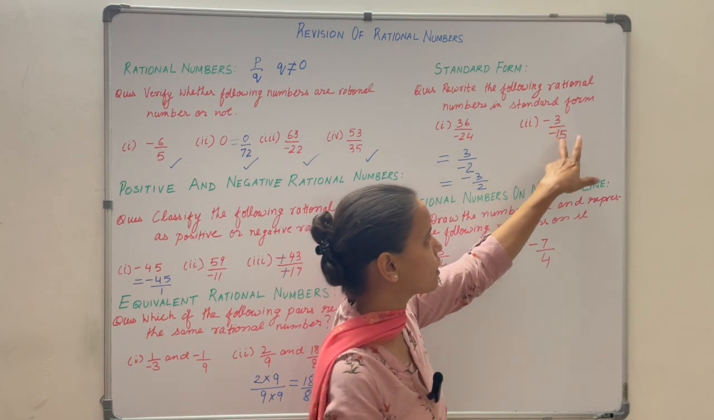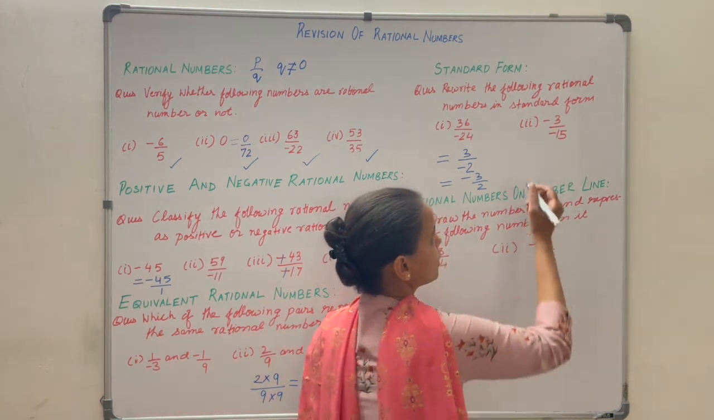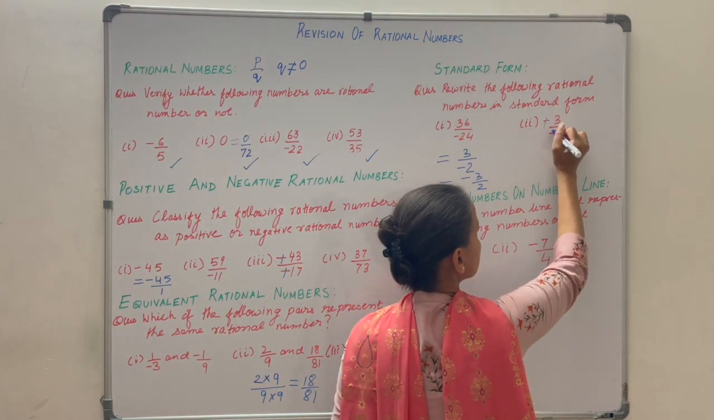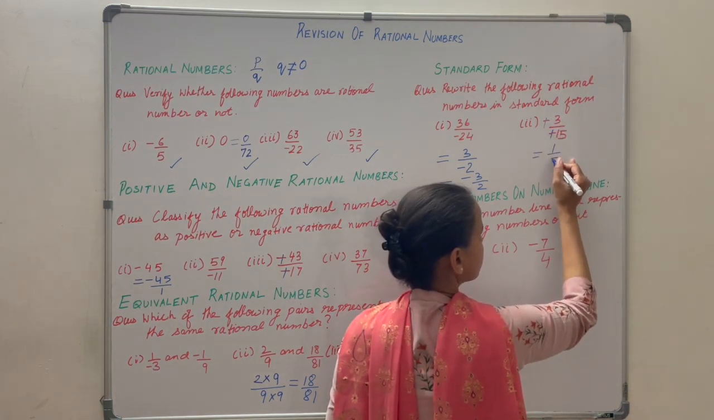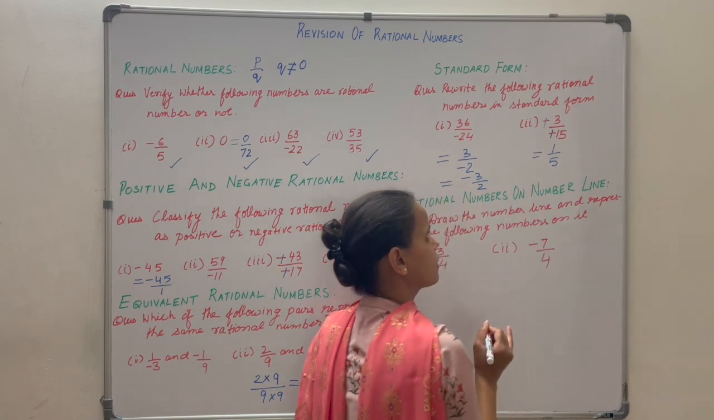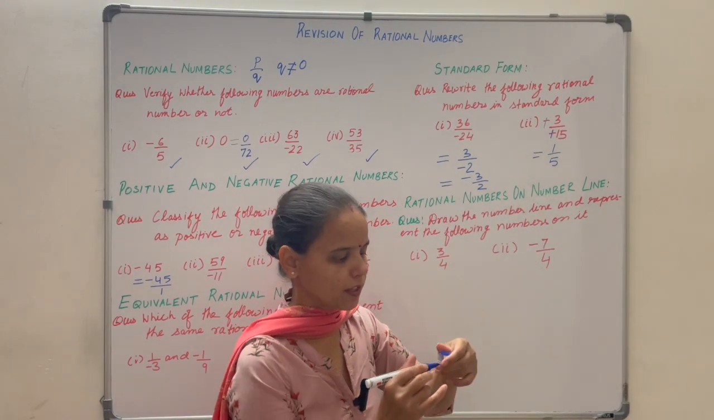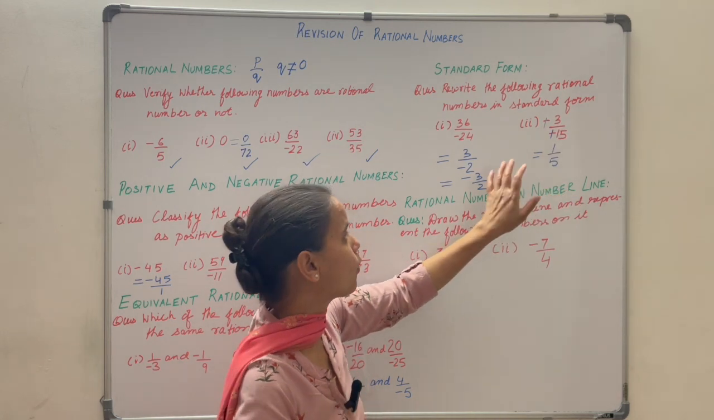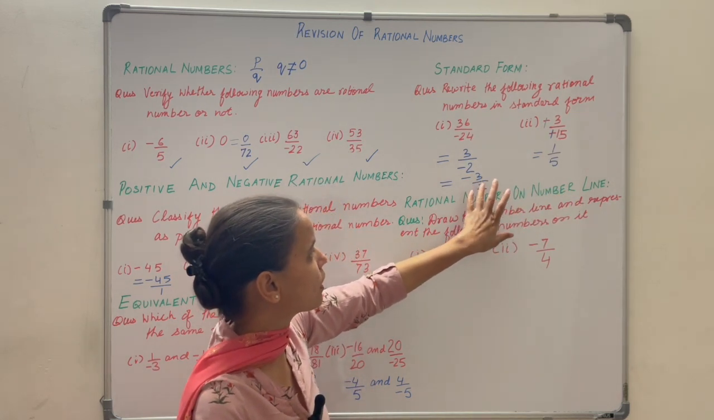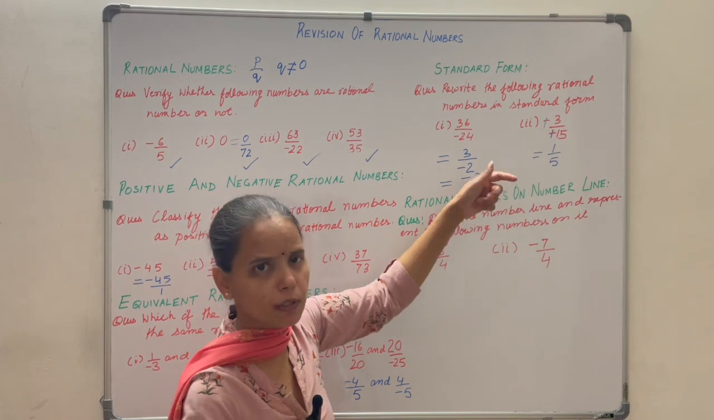Now here minus 3 and minus 15. So here you can cancel both the negative signs and 3 is the highest common factor here. So you can divide both numerator and denominator by 3. So you get 1 upon 5. There is no negative sign. If it is there, it has to be in the numerator. How can you get it? You can multiply both numerator and denominator by minus 1.